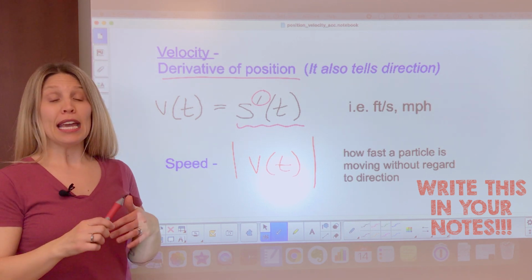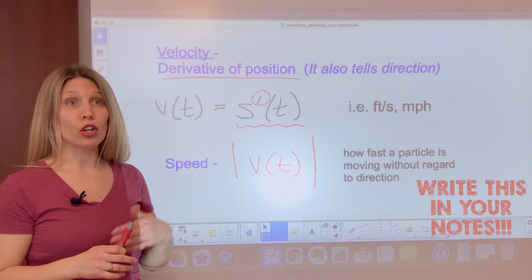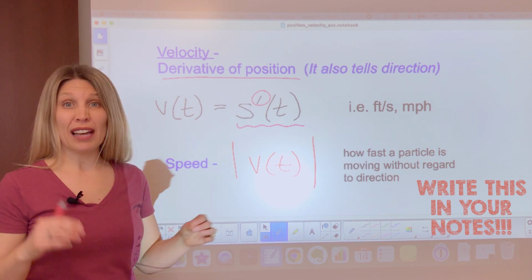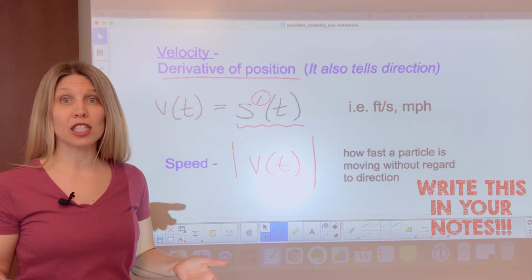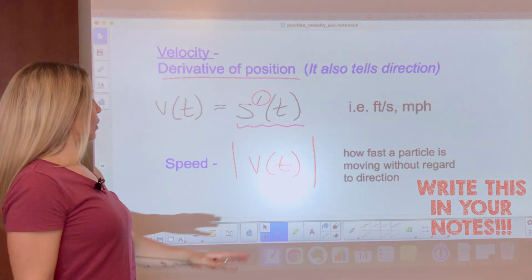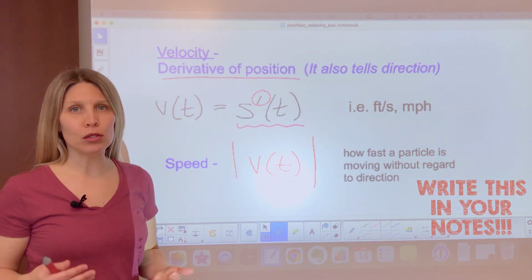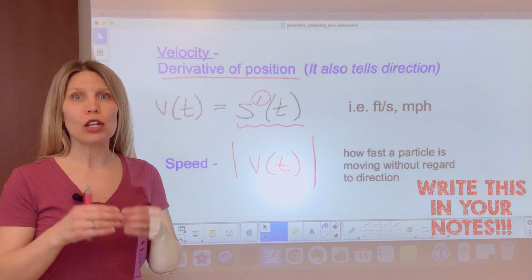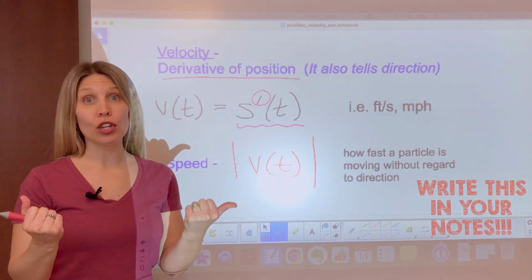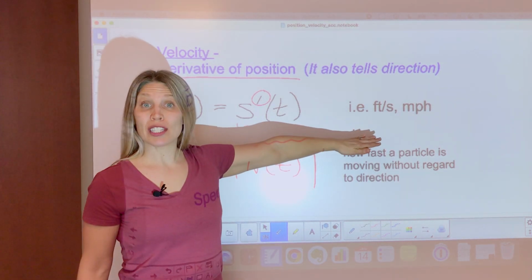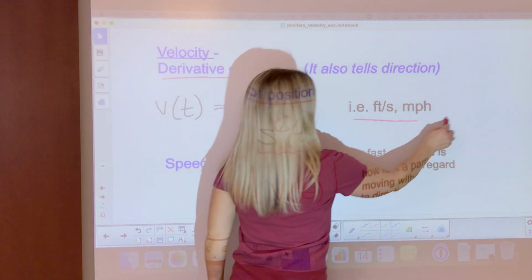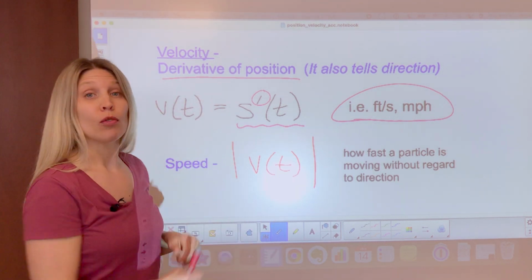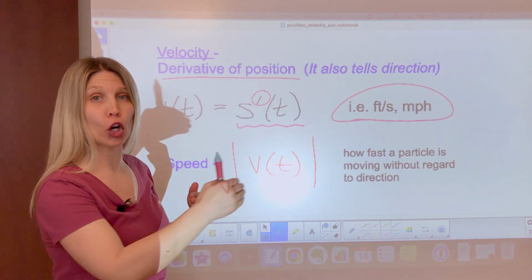So for example, if you are headed to your house and your best friend is headed to their house, your signs, either positive or negative, will be different. But if you're both driving a speed of 35 miles per hour, that's down here, your speed, the absolute value of that is the same. So you're both driving 35 miles per hour, but in opposite directions. The units for velocity are going to be feet per second or miles per hour. It is going to be a distance per time, right? That's velocity. It's a distance you're traveling per time.